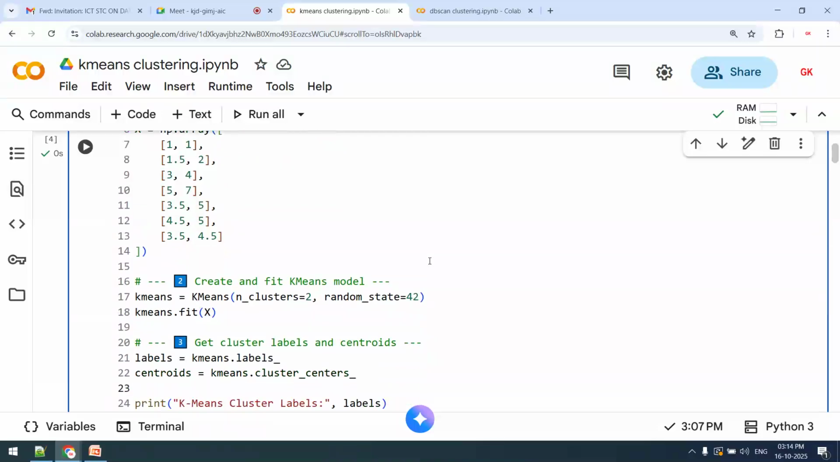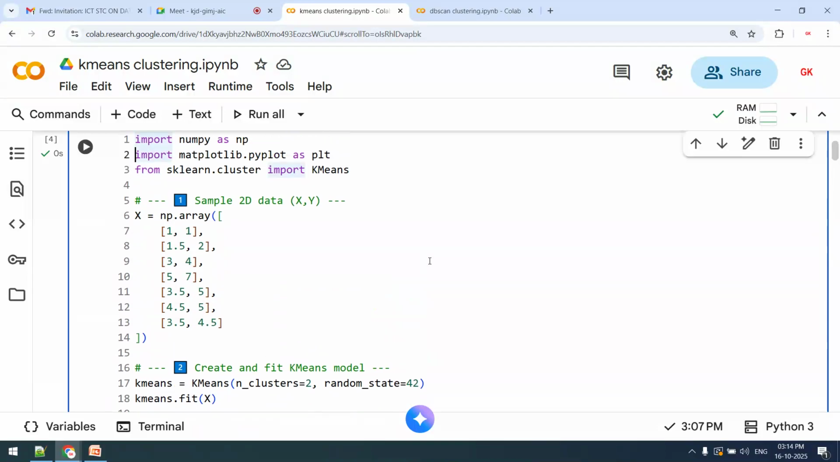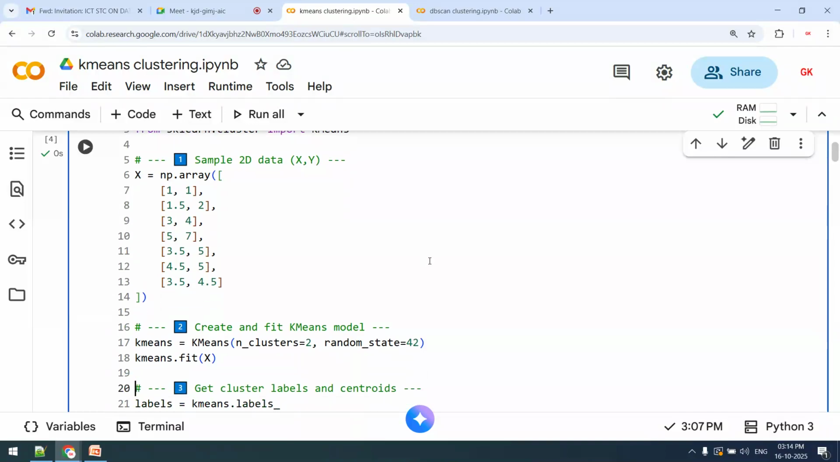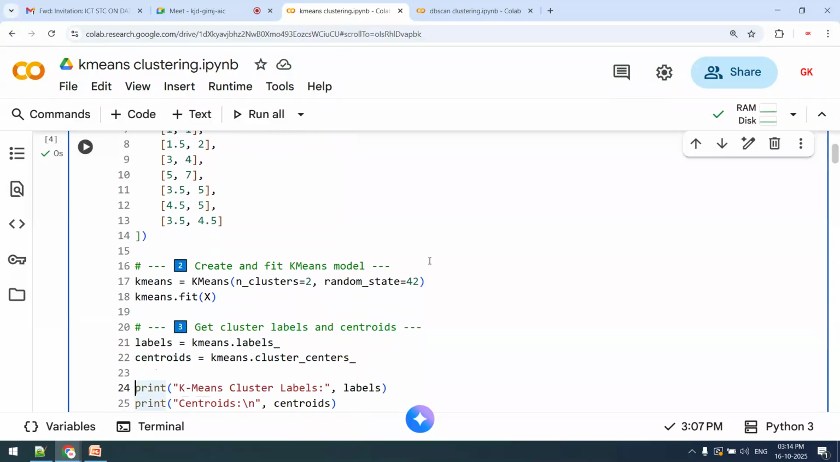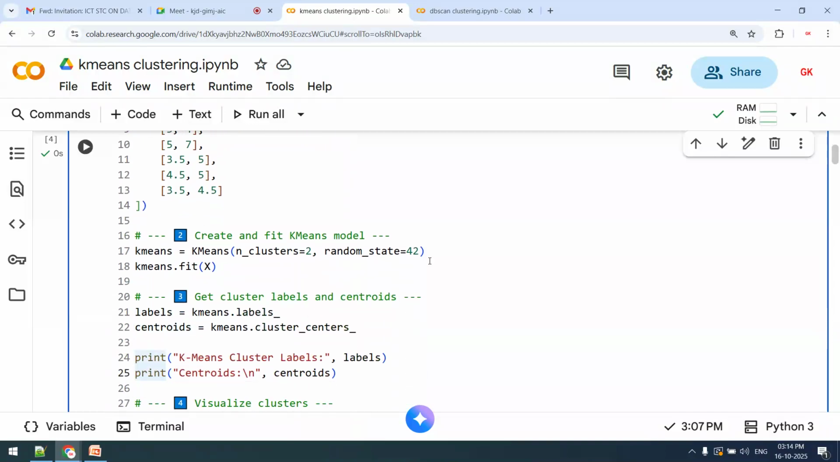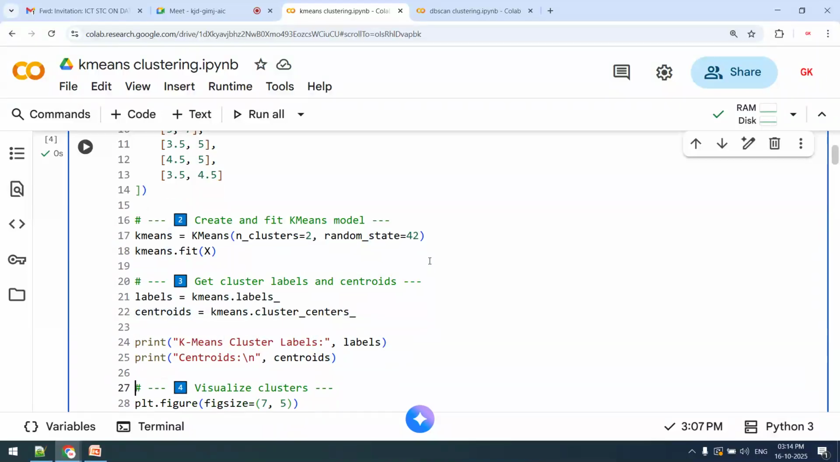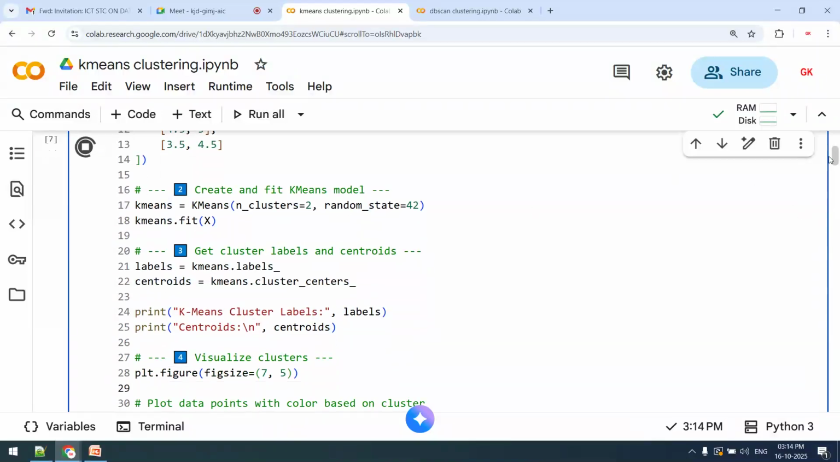If you want to use some CSV sheet, that can also be done. And all of these algorithms are part of sklearn. In scikit-learn dot cluster, these algorithms are available: import DBSCAN, import KMeans, import the EM algorithm. So how many clusters do we want to form? Two clusters. We want to print the centroids that will be formed, and after that we want to visualize it.